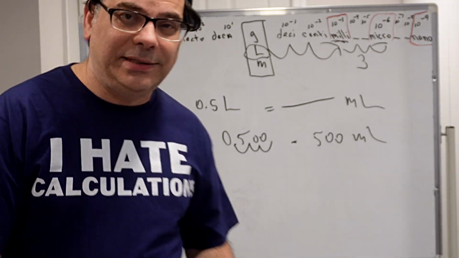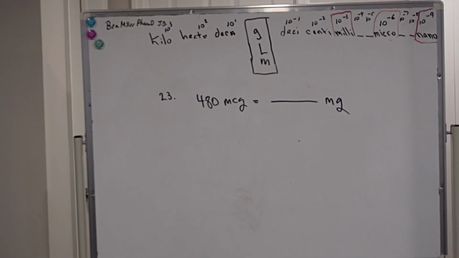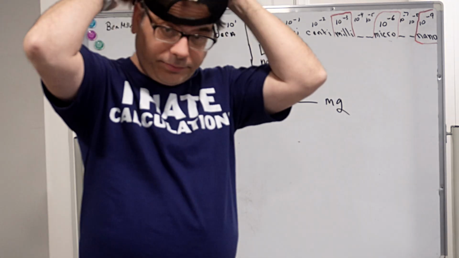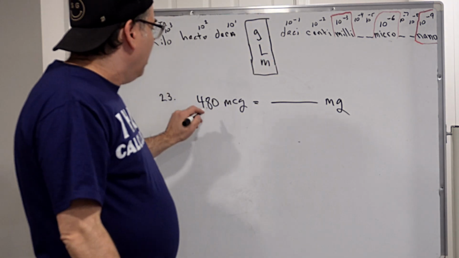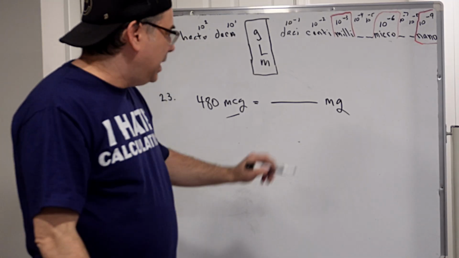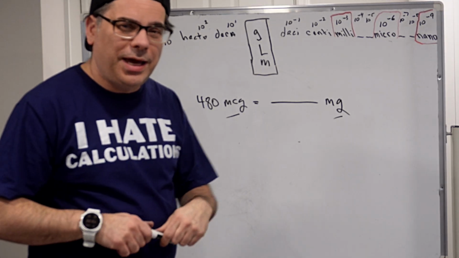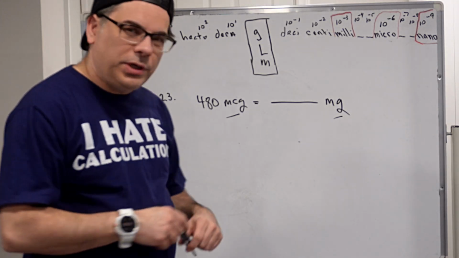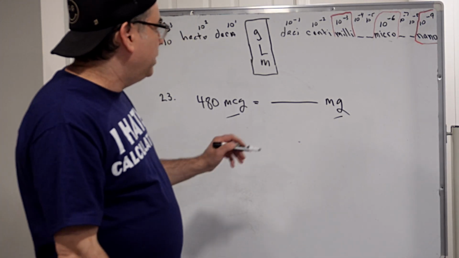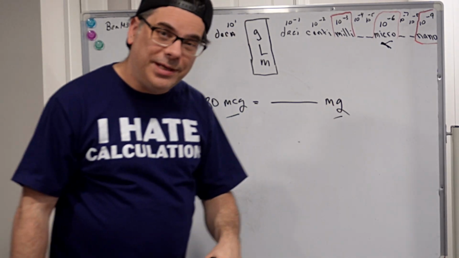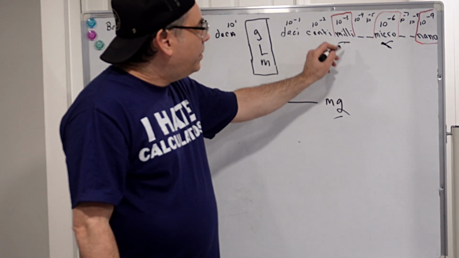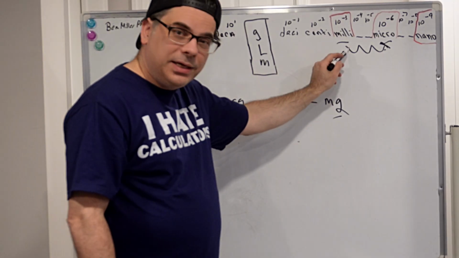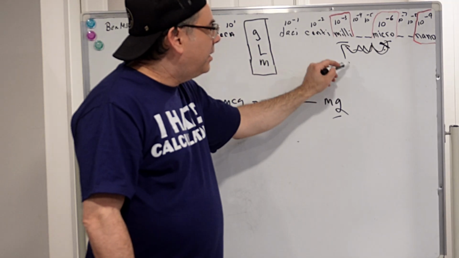Question number 23 is next. Okay, question number 23. 480 micrograms is equal to how many milligrams? I was just looking at Anfield yesterday. It was filgrastim. 480 micrograms. So let's convert this to milligrams. So where's micrograms? Micro is right over here, 10 to the negative 6. Milli is right here, 10 to the negative 3. 1, 2, 3. So if you want to go from micro to milli, you move 3 to the left.